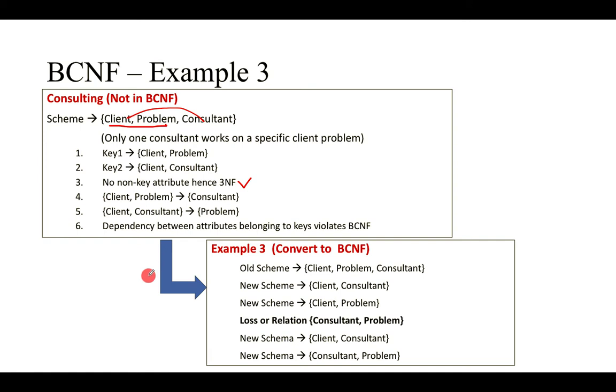So here we are going to make some new tables. This one is the old table, and according to these keys we will create some new tables. So for key 1, we have client and consultant. Then for key 2 we are going to get the client and problem. And here we have a loss, that is the relationship between consultant and problem, and we can also create one additional table, that is consultant and problem.